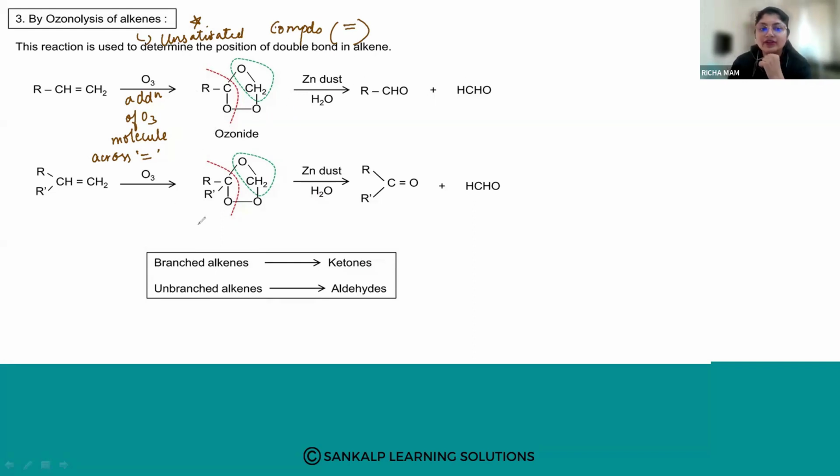Now what we have done here, I'll show you again. We have taken RCH double bond CH2 in the presence of O3. The rest of the things will remain the same. Here the ozone molecule is added. Now again, what will happen here? Just see.